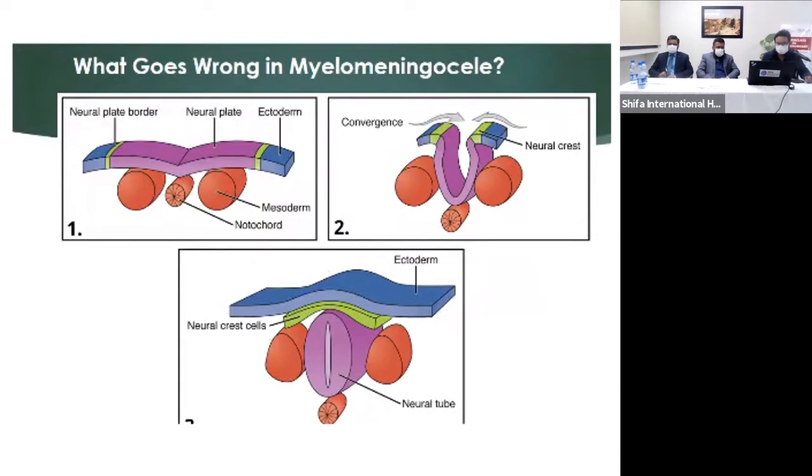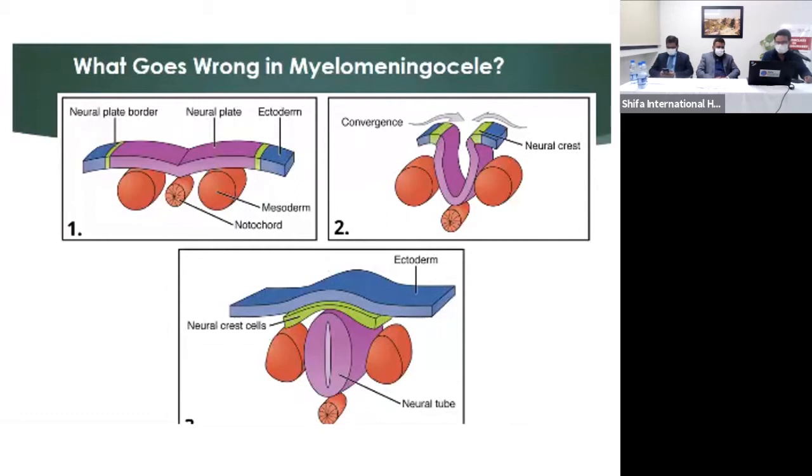This is a neural fold. This is a neural plate in which there is a neural groove, and this is a neural fold on both sides, and then the notochord, which controls the process of neurulation. On the 21st day, it forms like a tube, and after 28 days, this structure will close to form a complete tube.